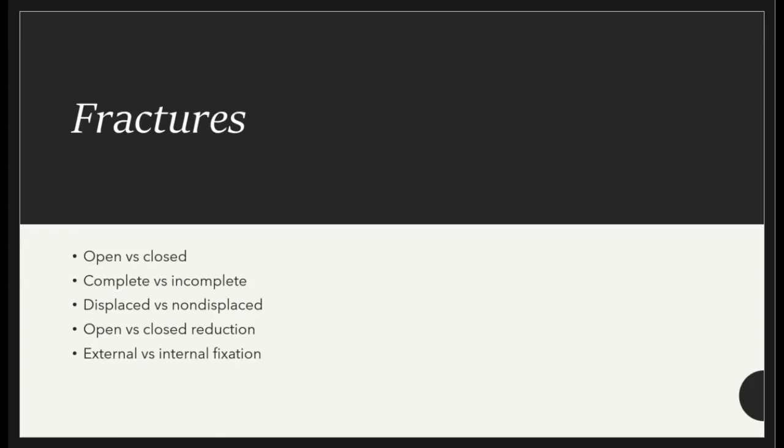An external versus internal fixation. These are the fixation devices that we use to keep those broken pieces together. So I already talked about in an open reduction how they'll use plates, screws, rods, that sort of thing. Those are internal fixation devices.